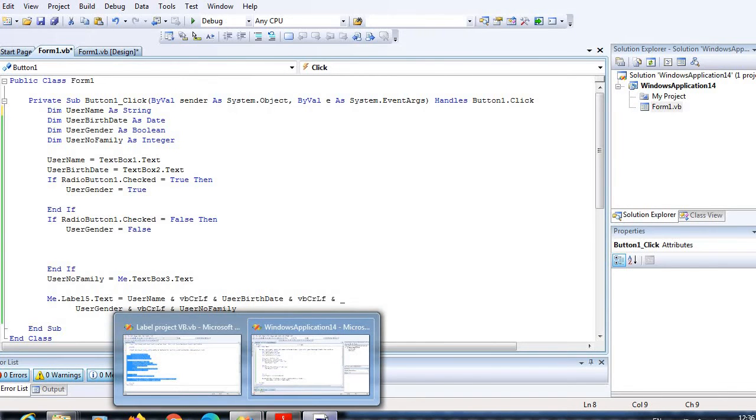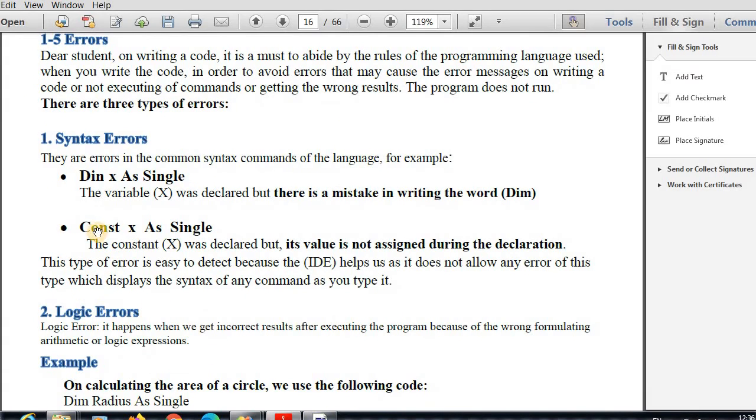The second type of syntax error is to miss a step or to miss a word. Like here, this is a code to declare a constant. We write the constant, then the constant name, then we have to put the value, because the constant is a value we know or display beside the code. So it's missing, so it will be an error with you.